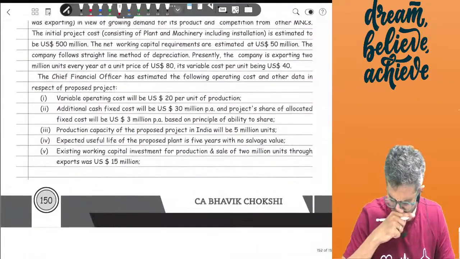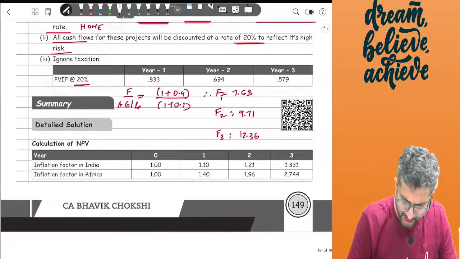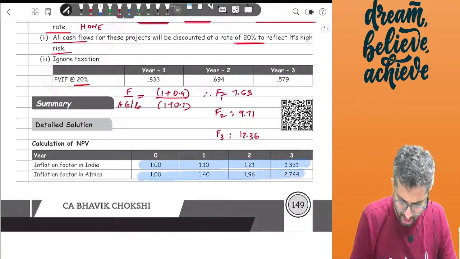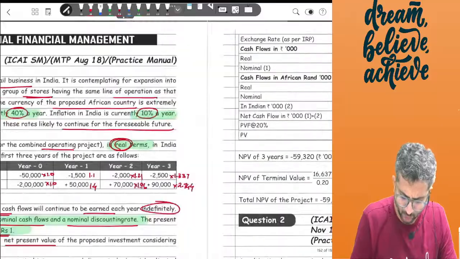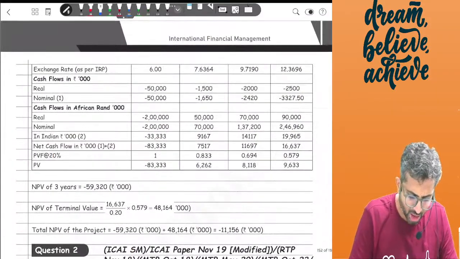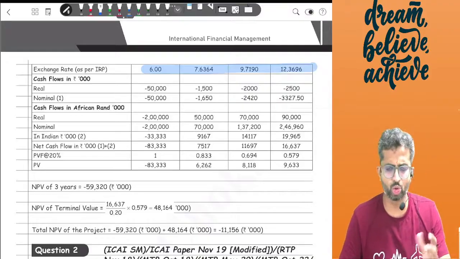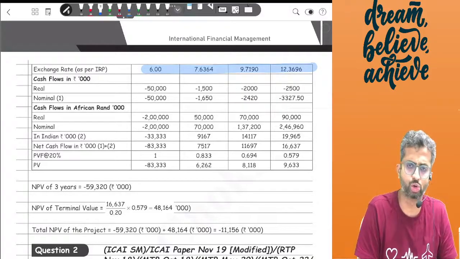Once we are able to find this, you can see these are the inflation factors as we have done earlier, and these are the inflation factors in South Africa. These are the exchange rates. They have taken 4 decimals. We have just taken 2 decimals for simplicity, but technically you should take 4 decimals.